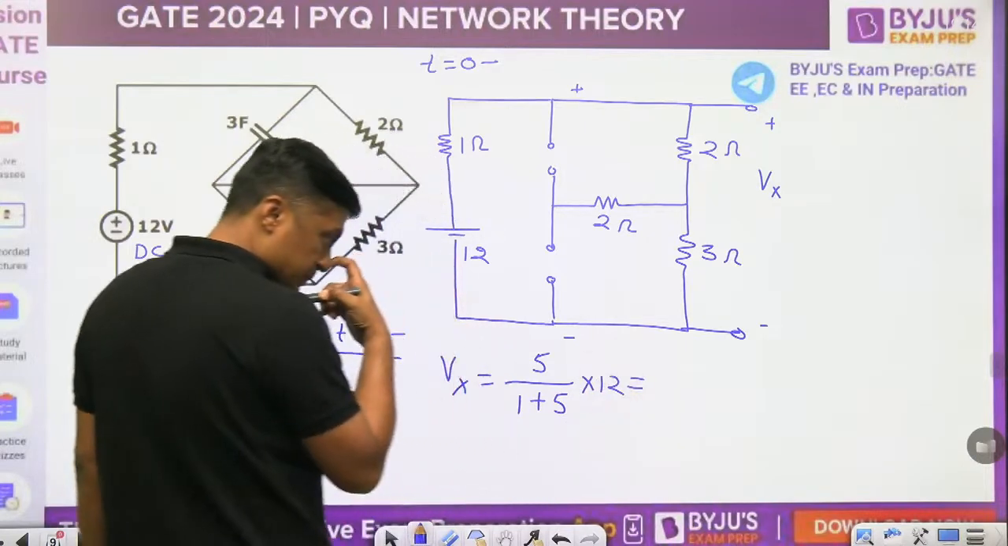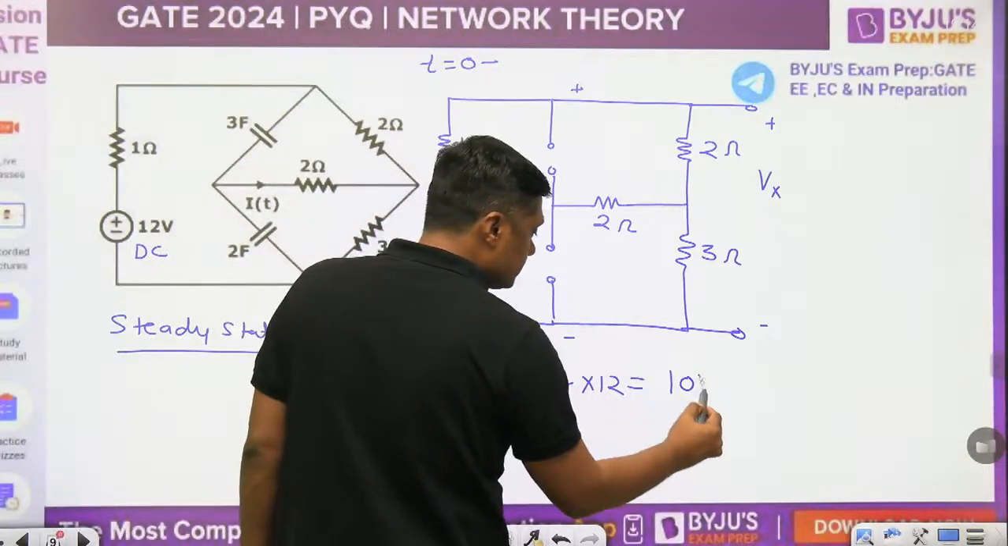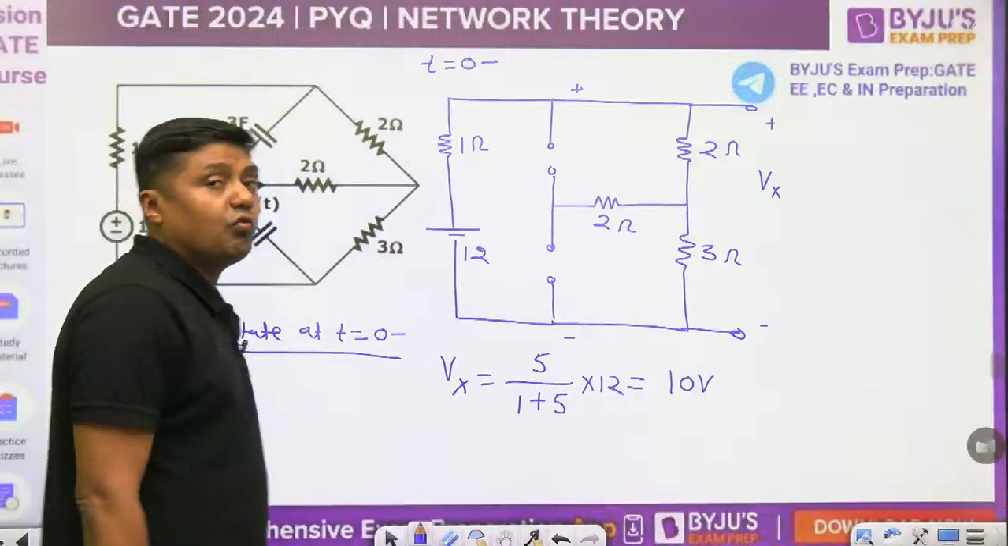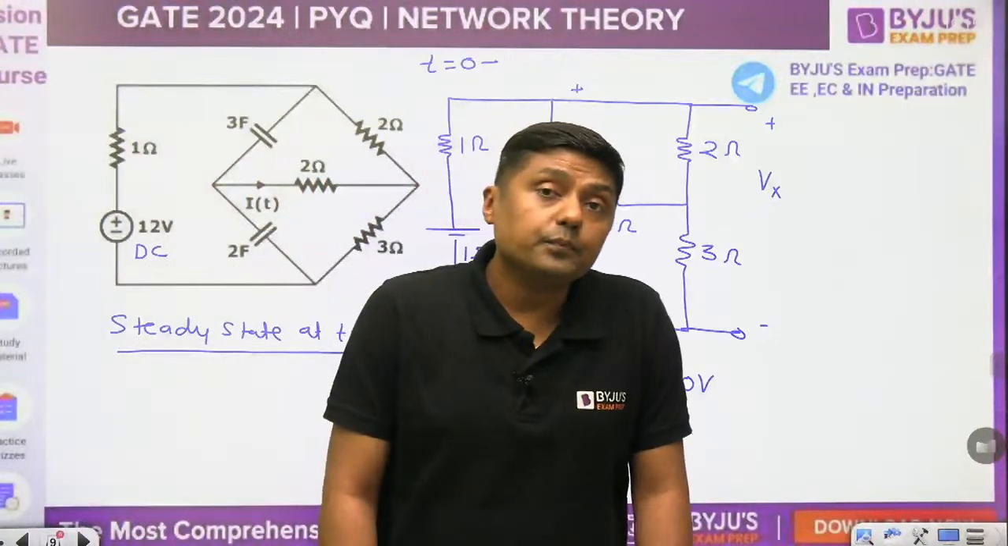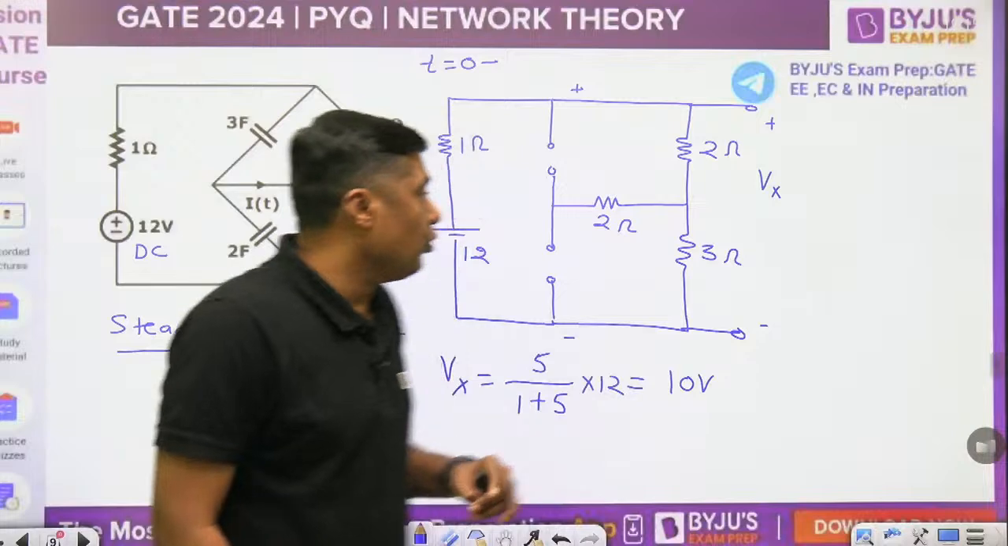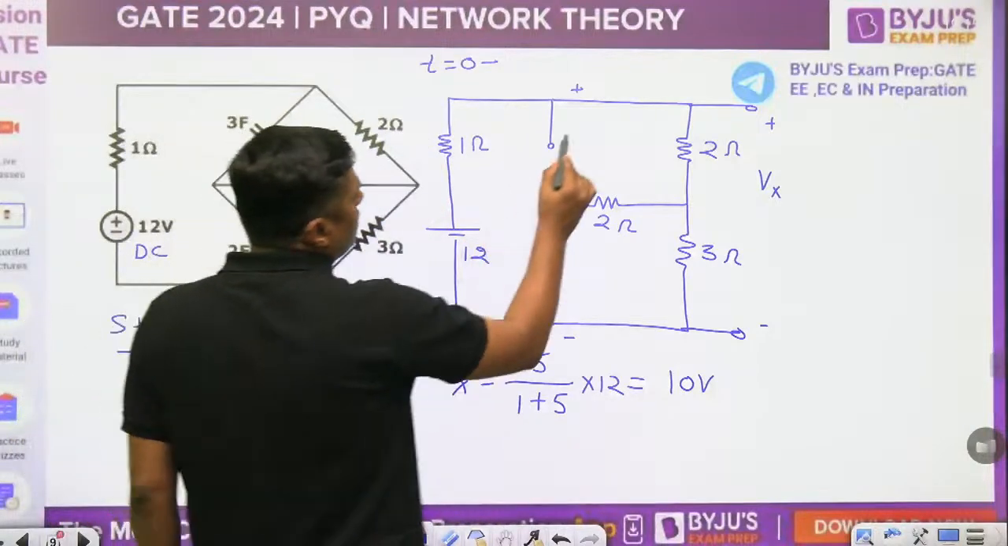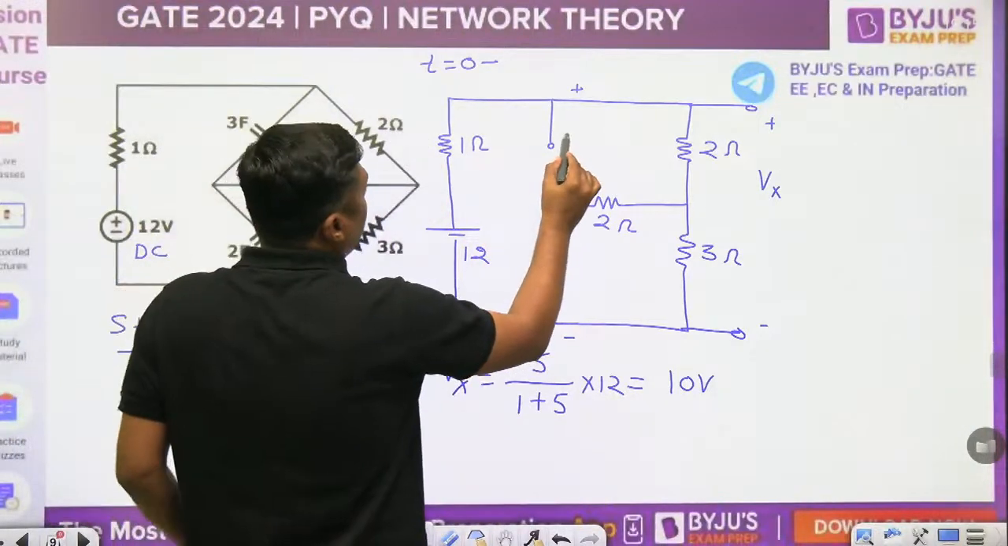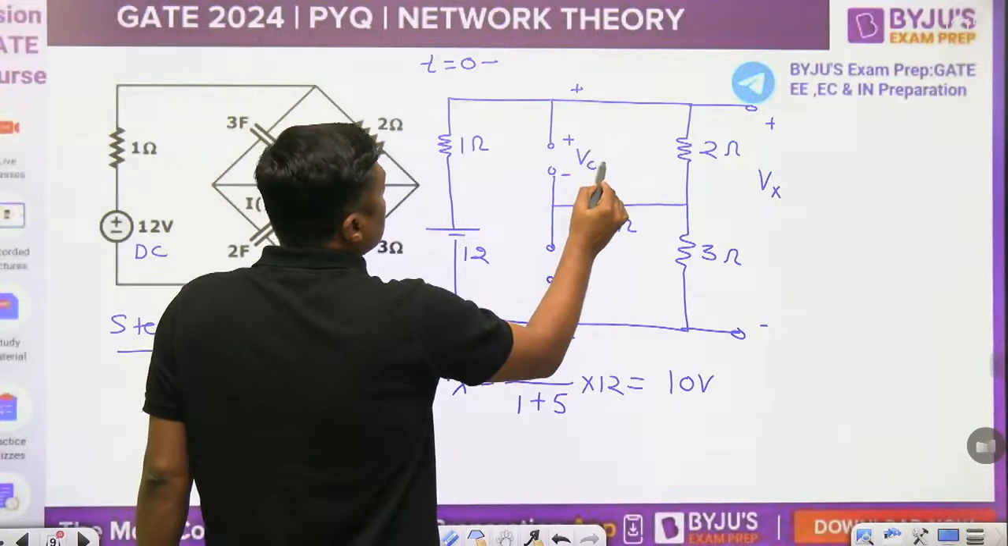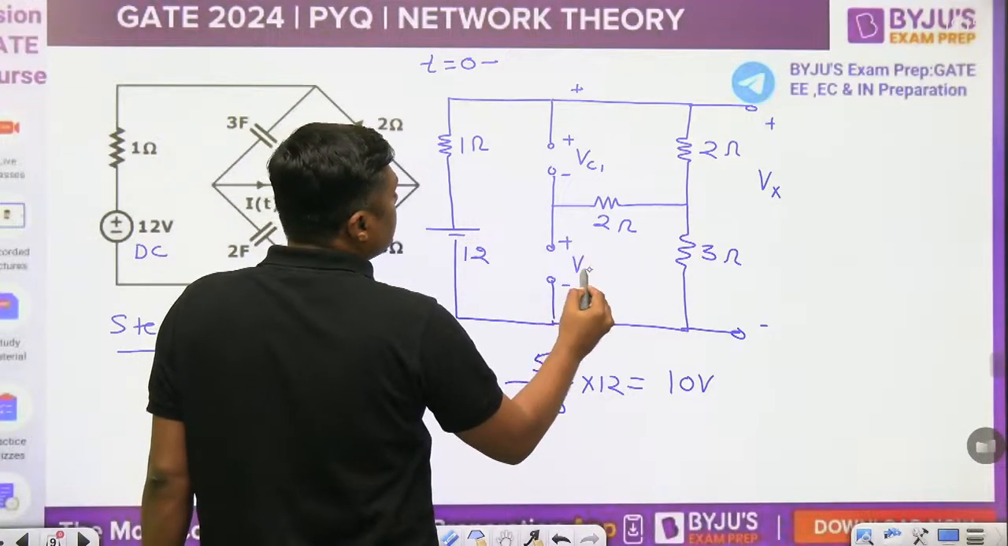And that is 10 volt, right? Now, once you have the idea about that, 10 volt, then what is the voltage across this capacitor, the value 3 farad? This is the VC1. And what is the initial value of the VC2?